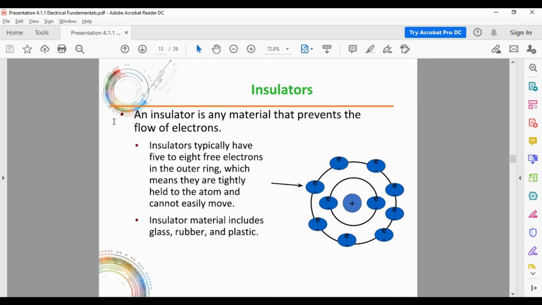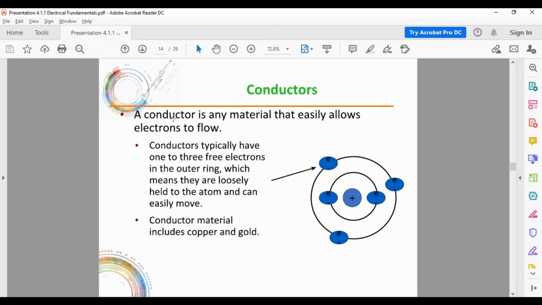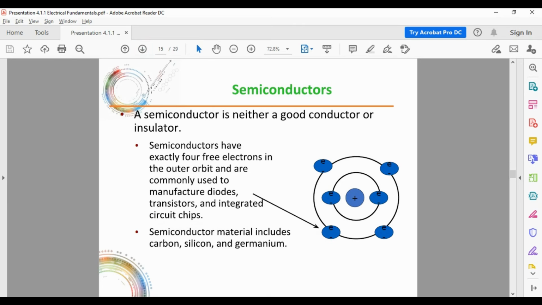An insulator is any material that prevents the flow of electrons. Insulators typically have 5 to 8 free electrons in the outer ring, which means they are tightly held to the atom and do not easily move. Insulator materials include glass, rubber, and plastic. A conductor is any material that easily allows its electrons to flow. Conductors typically have 1 to 3 free electrons in the outer ring, which means that they are loosely held to the atom and can easily move. Easily move is key there. Conductor materials include copper and gold. Silver is also a good conductor.